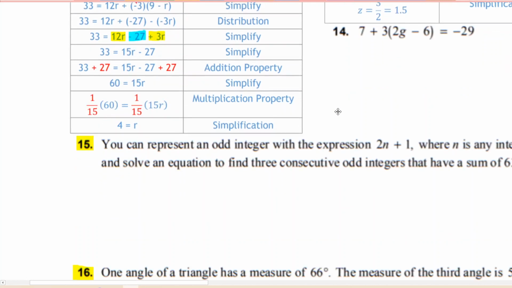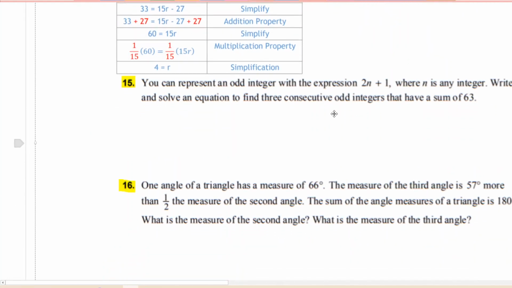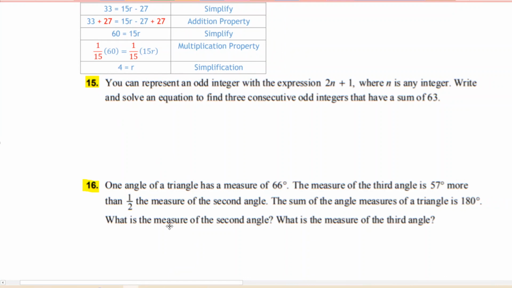So let's take a look at our real life problems. You can represent an odd integer with the expression 2n plus 1, where n is any integer. So you want to write and solve an equation to find 3 consecutive odd integers that have a sum of 63. So let's think about that.